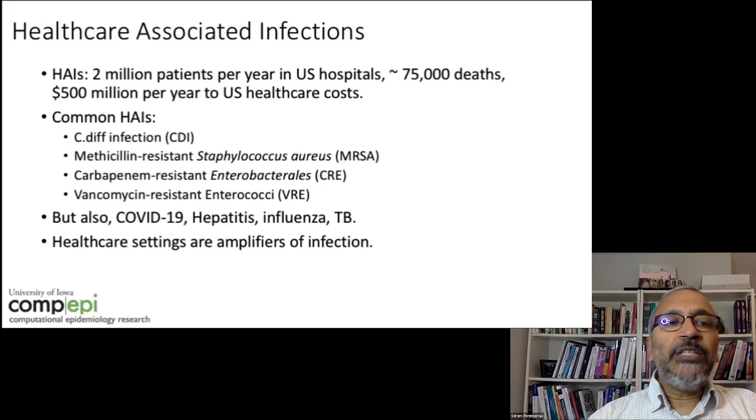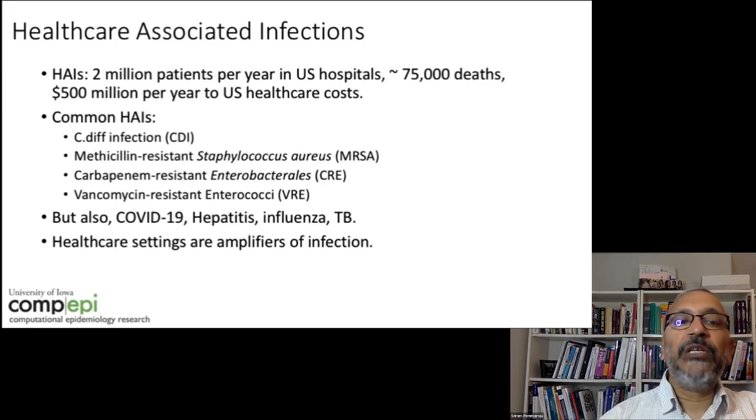Beyond these HAIs, even infections that one thinks of as community-based infections tend to get amplified in healthcare settings, so in a sense, they can also be viewed as HAIs. This, of course, includes COVID-19, hepatitis, influenza, TB, and so on. We saw this a lot with COVID-19 in the early days of 2020, when long-term care facilities is where COVID outbreaks initially happened in the US.